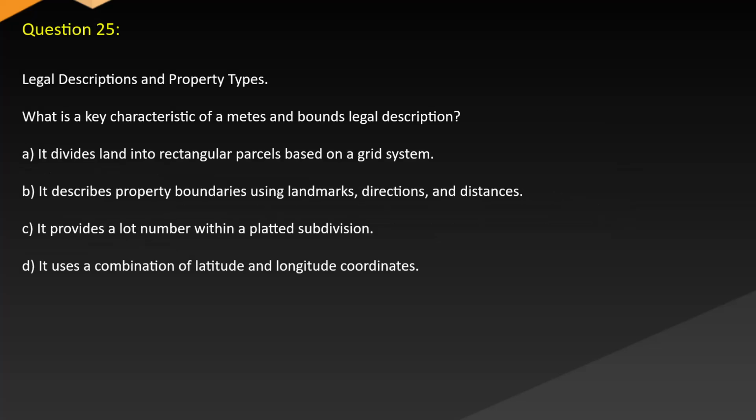Question 25. Legal descriptions and property types. What is a key characteristic of a metes and bounds legal description? A. It divides land into rectangular parcels based on a grid system. B. It describes property boundaries using landmarks, directions, and distances. C. It provides a lot number within a platted subdivision. D. It uses a combination of latitude and longitude coordinates.